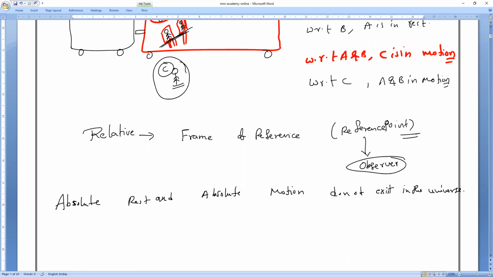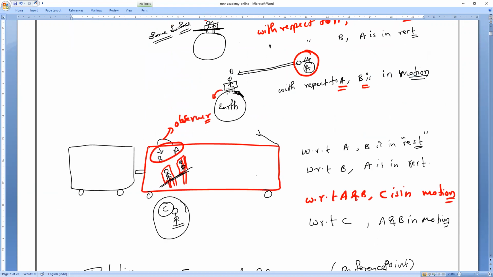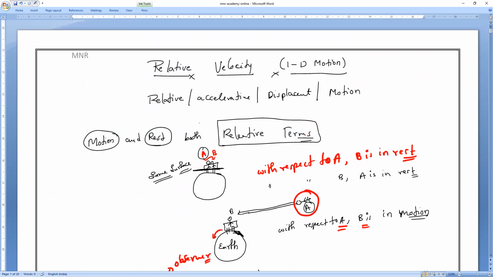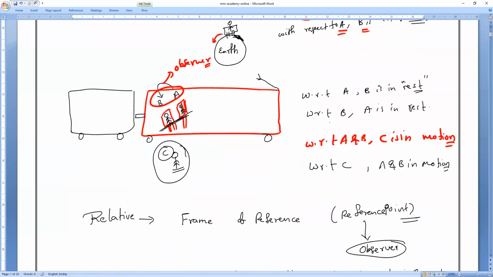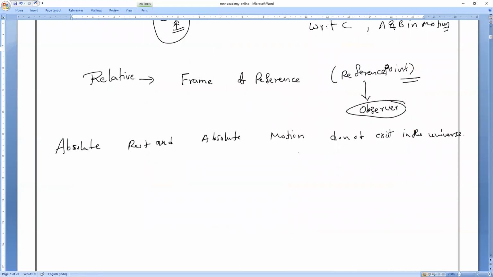So when we see from a particular point, based upon the observer's point of view, we can say the object is in motion or the object is at rest. That is what we are going to see now. In this class, we are going to find how to calculate relative velocity with respect to the ground, with respect to another person, and also relative acceleration and displacement, in short relative motion. Hope you all understood what relative motion is. If you understand this, then we will proceed further. Is it okay, guys? Clear, all of you?